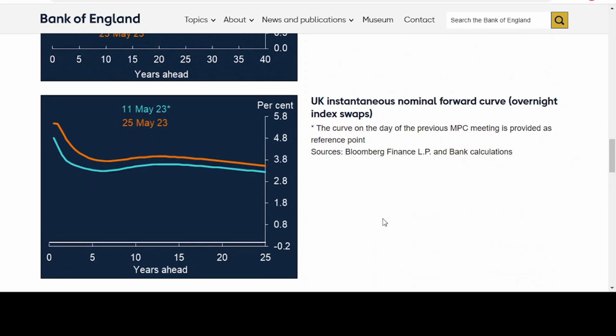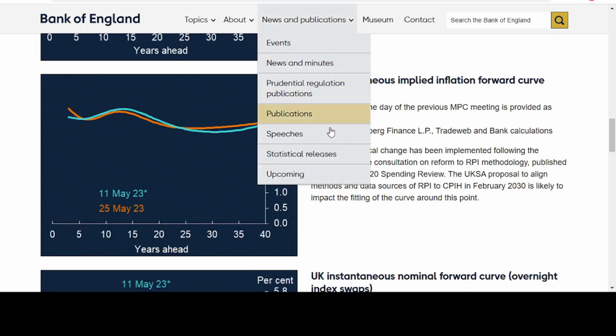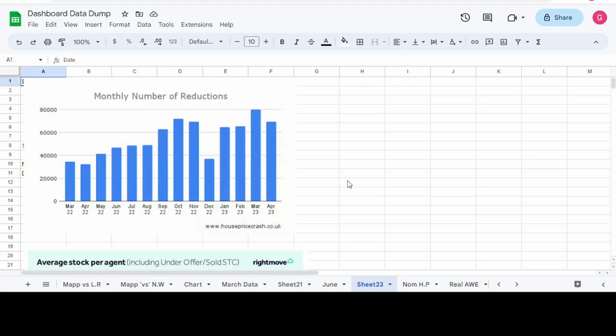And for anybody interested, just below that's the UK instantaneous nominal forward curve for overnight index swaps. And we've got the 5-year swap rate pushing on 5%, which is pretty much almost back to where we were in the Liz Truss days.